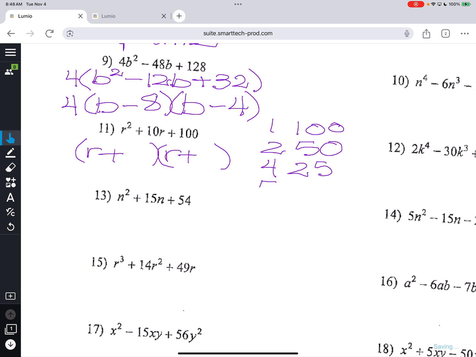5? 20. 6? 3 doesn't go, so 6 won't go. 7? No. 8? 9? 10. Yeah, 10 times 10. All right. What factors of 100, added together, equal 10? Prime. Very good.